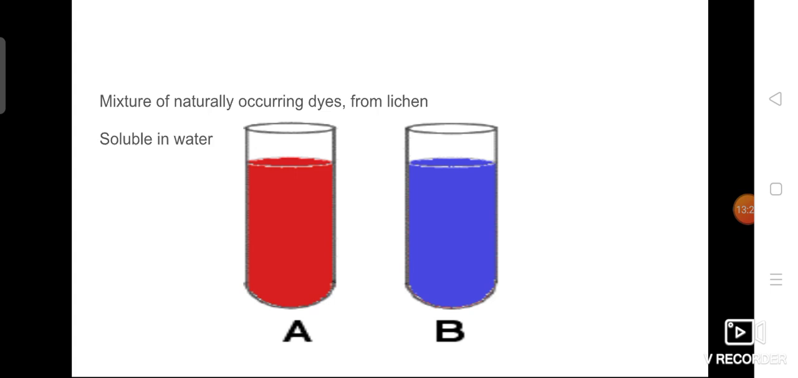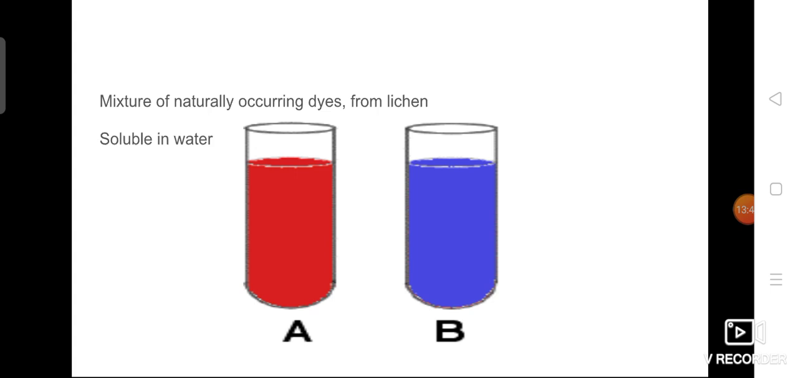So let us first understand what litmus is. It is nothing but a natural dye. Dye means what? Color giver. It's a coloring substance, isn't it? Okay. So it is a natural dye. It is a mixture of naturally occurring dyes obtained from lichens.